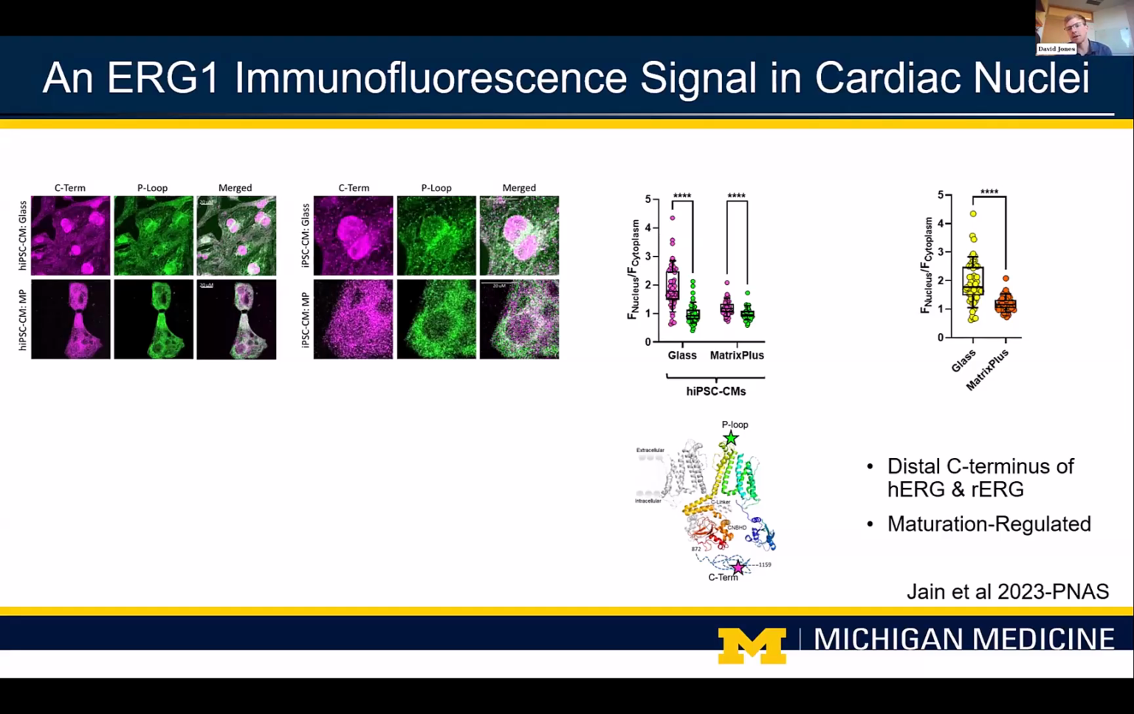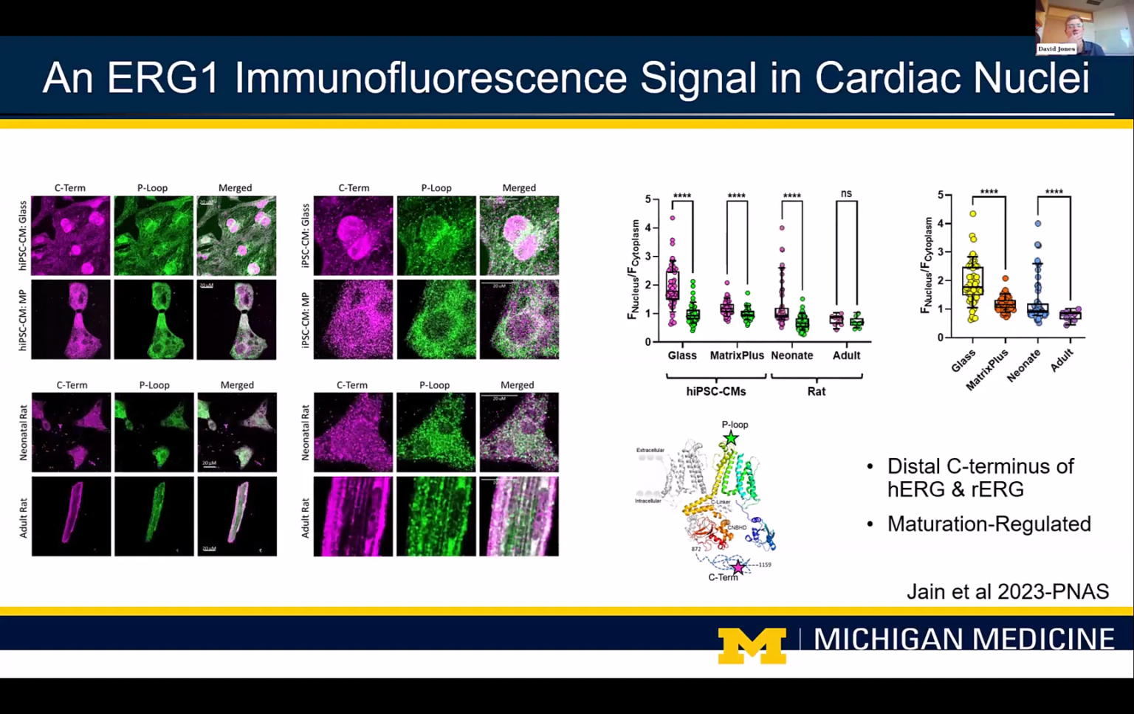This is something called Matrix Plus, but we see a similar effect no matter what technique we use. So we mature these cardiomyocytes so they're more like a late fetus, maybe first-day neonate maturity, and we can deplete the amount of immunofluorescent signal inside the nucleus. It's still significantly different from our P-loop, so there is a little bit more enrichment going on here, but we can control it to a degree. So that was kind of interesting.